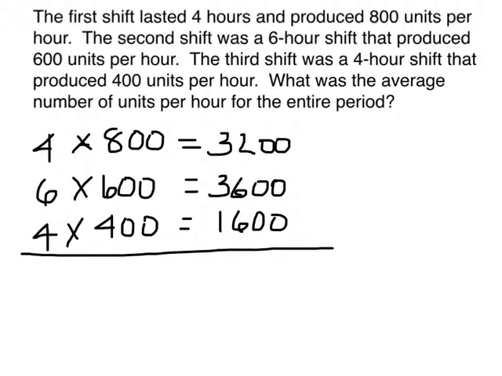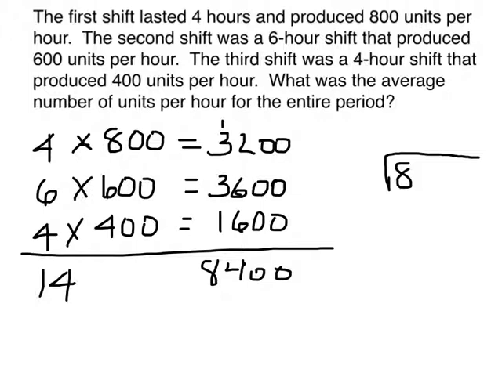How many hours do we have all together? We have 14 hours for the period. What is our sum here? 0, 0, 6 and 6 is 12, plus 2 is 14. Carry the 1, 3, 6, 7, 8, 8,400. So we have 8,400 units total produced in a period of 14 hours.